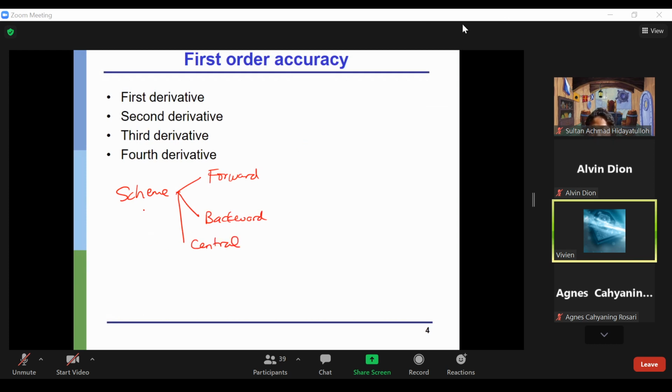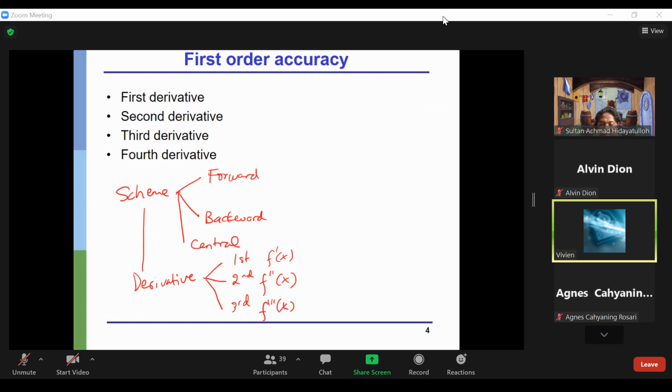And we can use this to find, for example, the derivative. The derivative can be the first derivative, which is f'(x), or the second derivative, like this one, or the third, and so on, up to the nth order derivative.